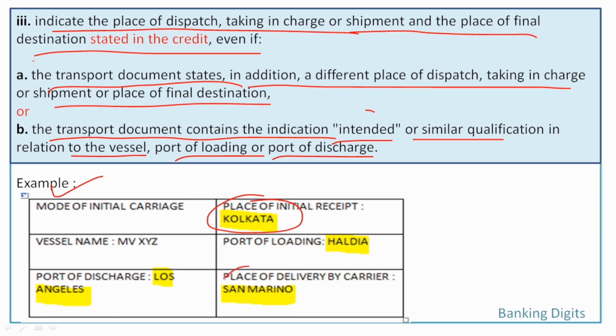Now, point number B means in transport document, in these fields, place of receipt, port of loading, port of discharge, vessel name, etc. is captured as per the terms of LC, and in somewhere else, in any other places, it is mentioned that intended place of receipt is Kolkata or intended vessel name is MV XYZ, then it is not a discrepancy and it is acceptable.